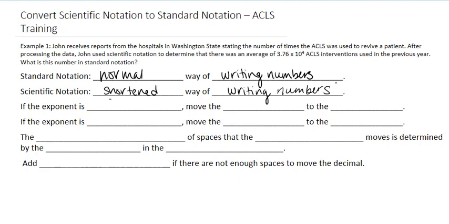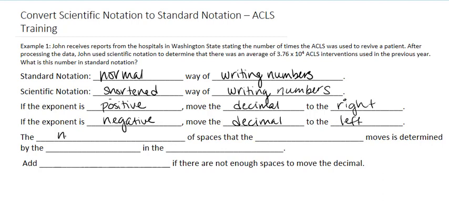If the exponent is positive, then we're going to move the decimal to the right. And if the exponent is negative, we move the decimal to the left.